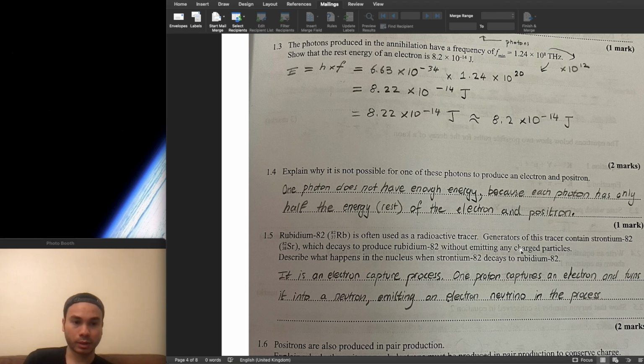Rubidium-82 is often used as a radioactive tracer. Generators of this tracer contain strontium-82, which decays to produce rubidium-82 without emitting any charged particles. Describe what happens in the nucleus when strontium-82 decays to rubidium-82. So this is an electron capture process. One proton captures an electron and turns into a neutron, emitting an electron neutrino in the process. So this is one of the Feynman diagrams, electron capture with a proton, which I said in the video is worth remembering. So make sure you remember that Feynman diagram.